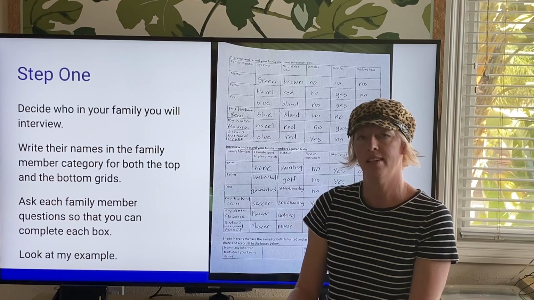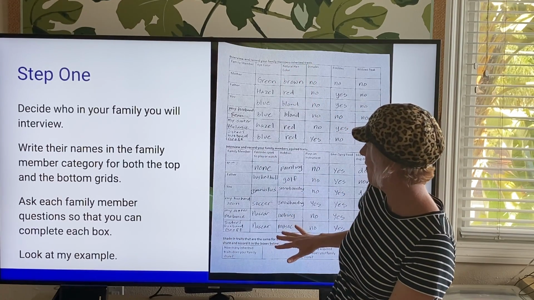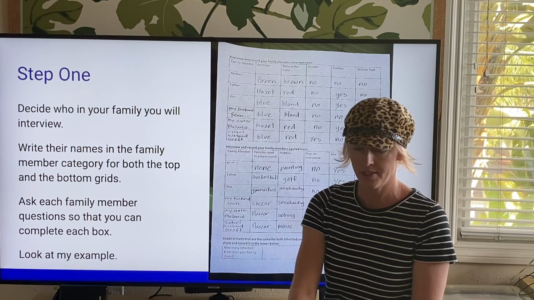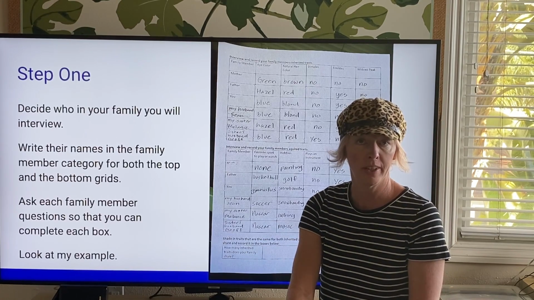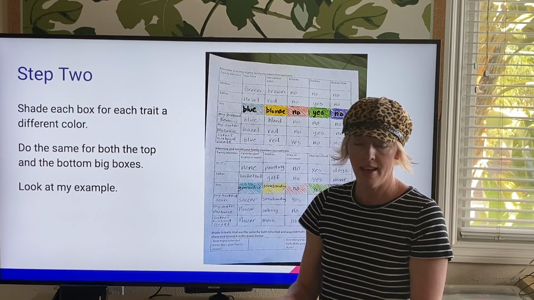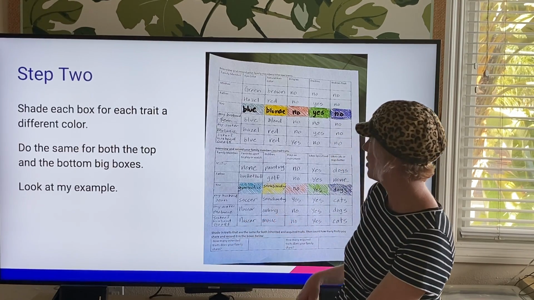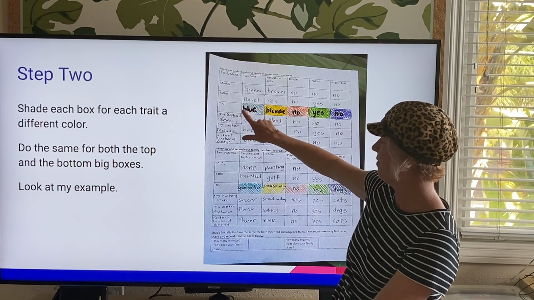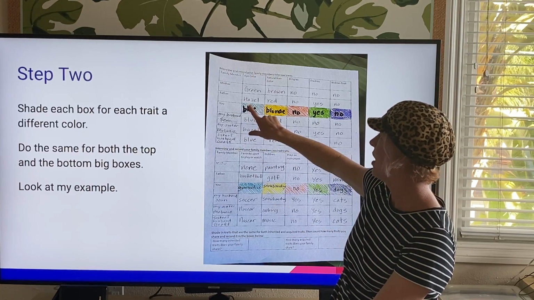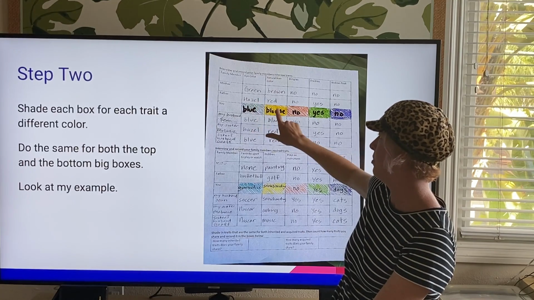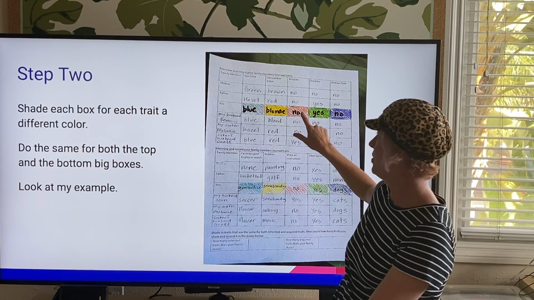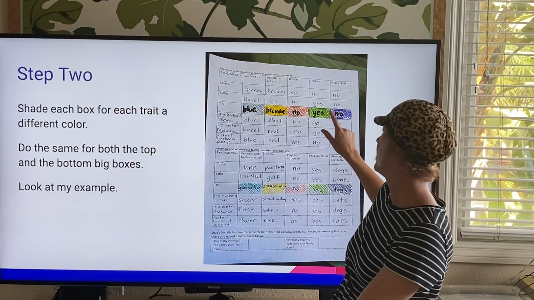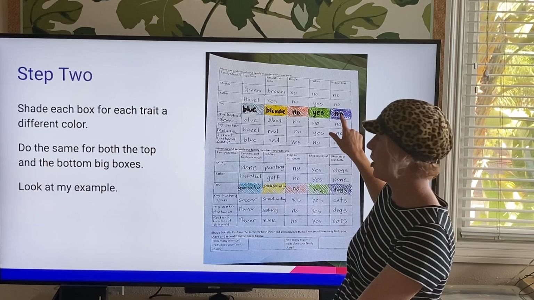So then what I did was I have it laid out when I filled out an actual sheet and showed you how you can fill it out with your actual interview answers. Then I want you to shade each box for the different traits. So for me, I shaded blue eyes with blue. Blonde hair, I shaded with yellow. Dimples, no, I shaded with orange. And freckles, yes, I shaded with green. And then widow's peak, no, I shaded with purple.